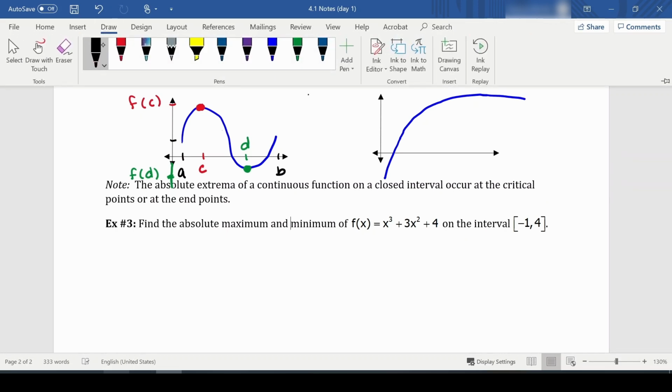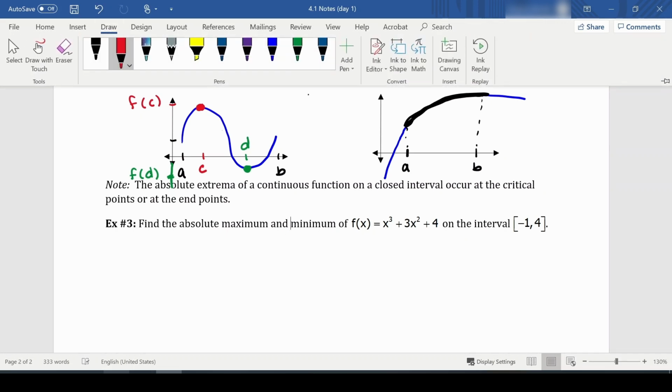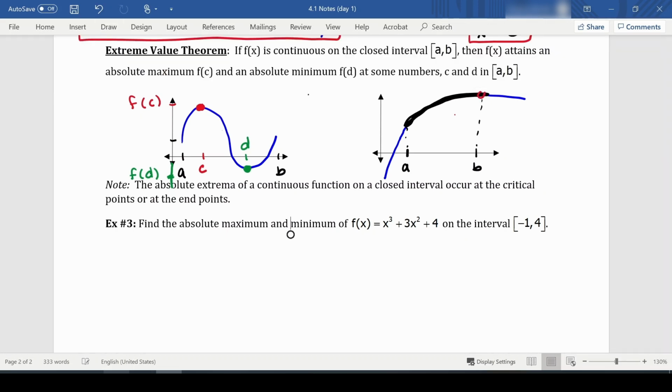If I start at some a to b, that means the only part of my function I'm actually considering is this right here. I'm starting at a and I'm ending at b. Now, if I think about this function, where is the highest point? Well, my highest point is here. So that makes this my c value. That is my highest point.